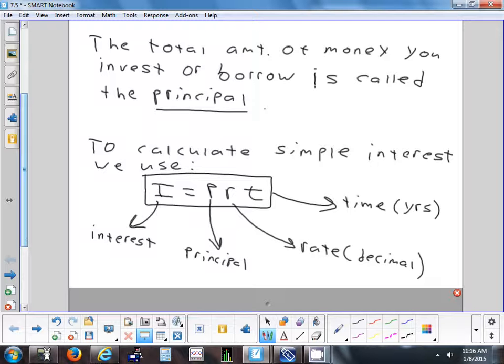So principal is the amount of money that, in our case, we're going to look at as like a savings account. It's the amount of money that somebody put in the savings account. R is going to be the rate, the interest that they're going to make. It's important that you write your interest rate as a decimal. So for example, if you were making 5%, it'd be 0.05. And T is the time in years.